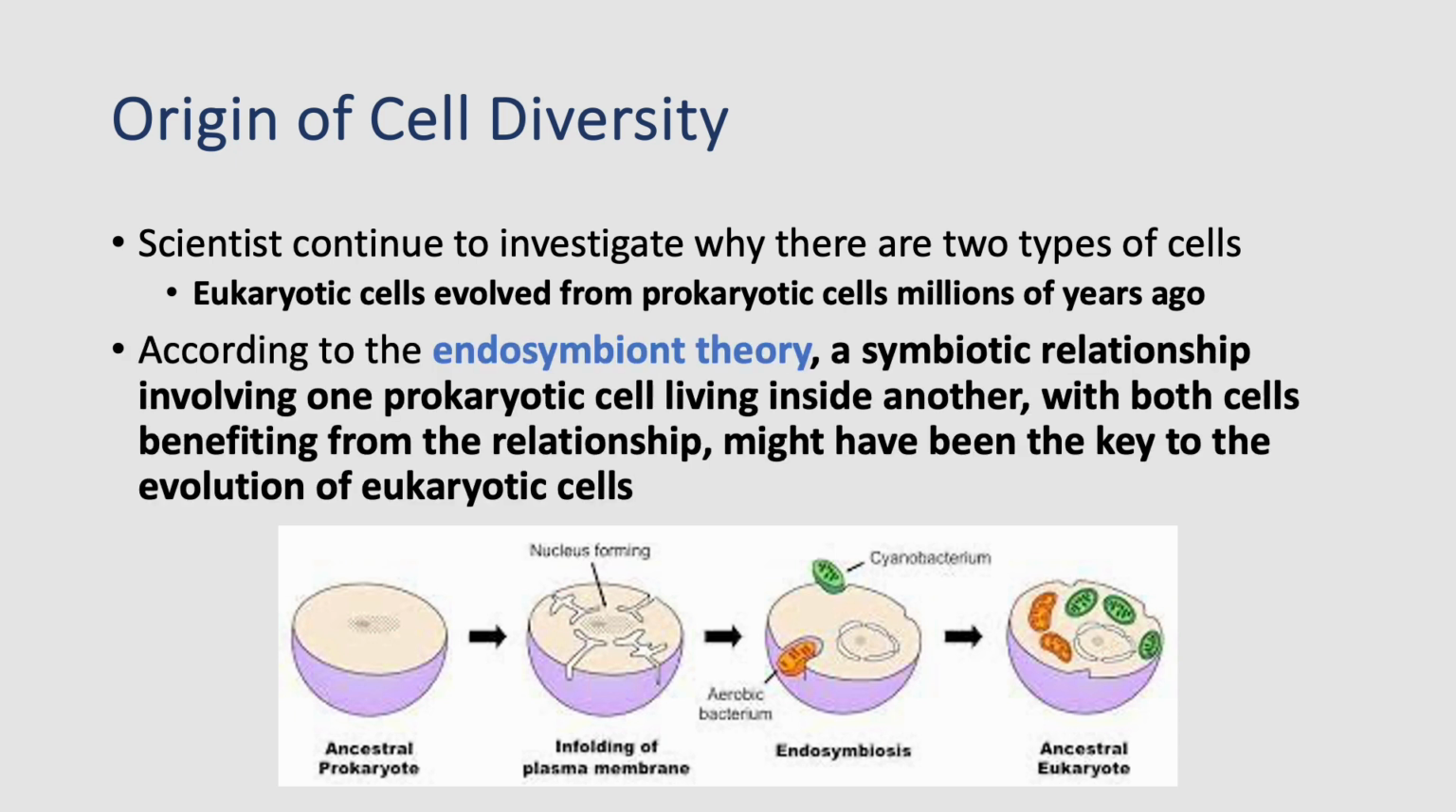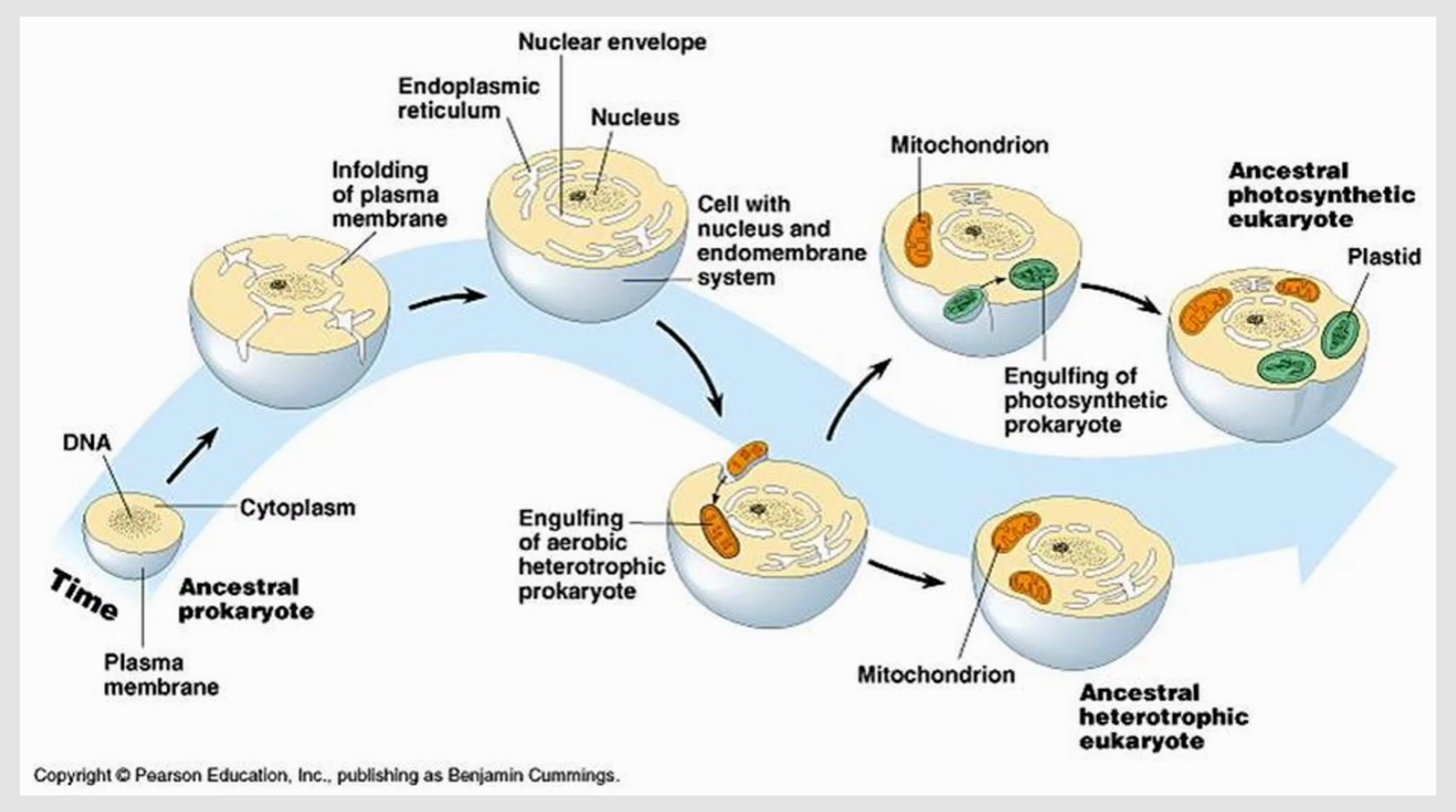So, according to the endosymbiotic theory, a symbiotic relationship involving one prokaryotic cell living inside another, with both cells benefiting from their relationship, might have been the key to the evolution of eukaryotic cells. So, a good piece of evidence about this is mitochondria actually have different DNA than the original cell. And because of this, it is believed that these mitochondria were absorbed by another prokaryotic cell and began replicating on their own. But since they were beneficial to the cell, they were then incorporated within that structure.